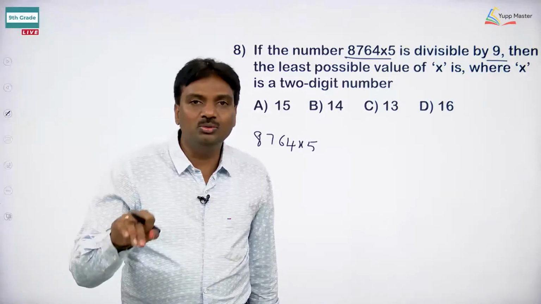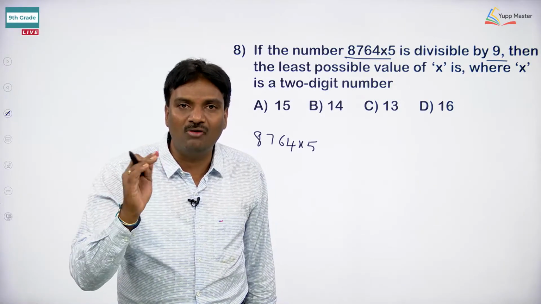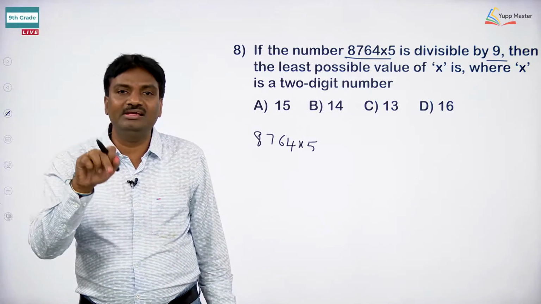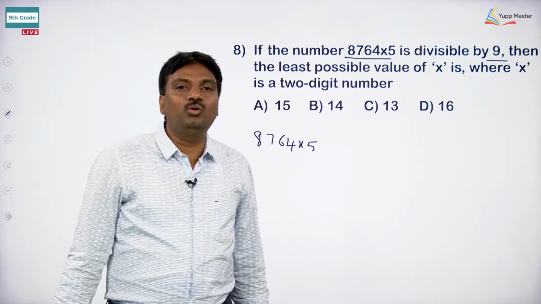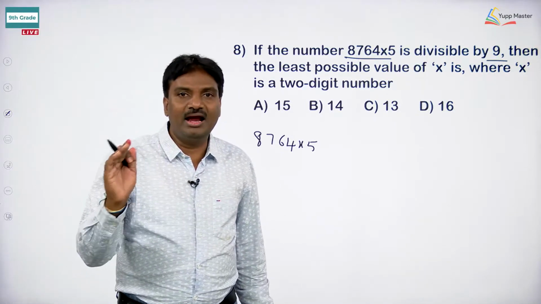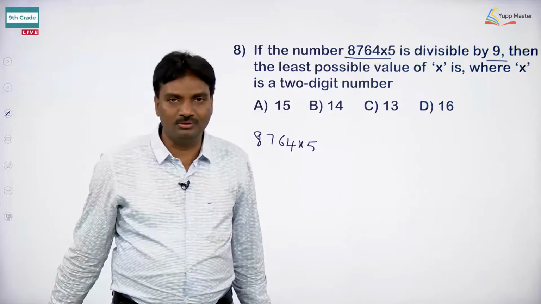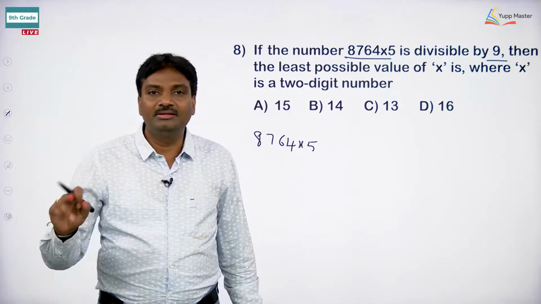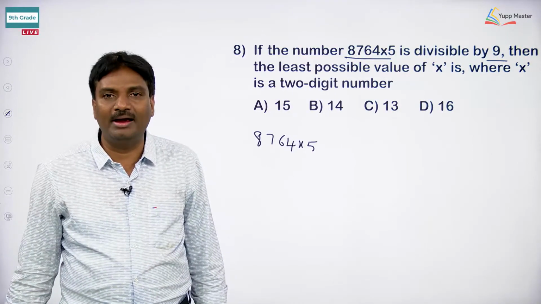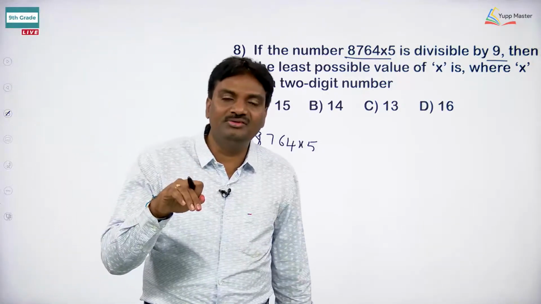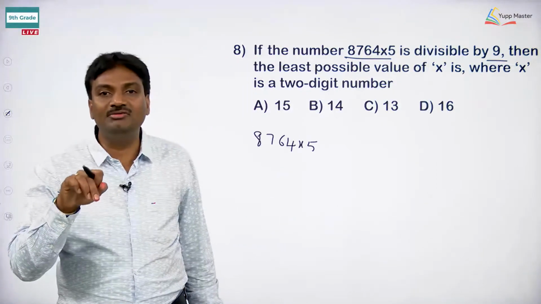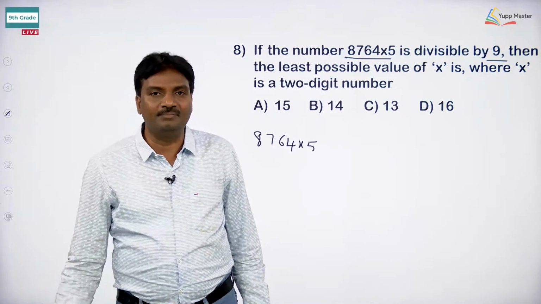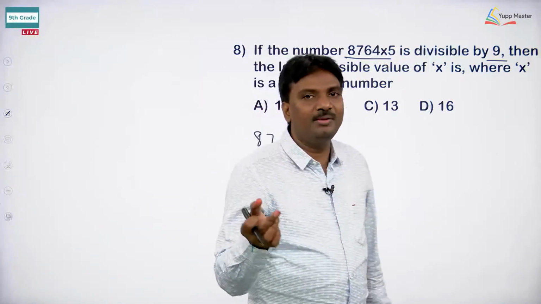Here the divisibility rule of 9 is: if the sum of all digits of the given number is divisible by 9, then we can say the given number is also divisible by 9. For 3 and 9 we have the same rule. If the sum of all digits of the given number is divisible by 3, then the number is also divisible by 3. If the sum of all digits is not divisible by 3, then the number is also not divisible by 3. Similarly, we can apply the same rule for 9 also.